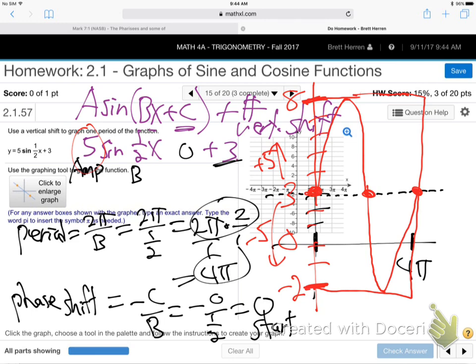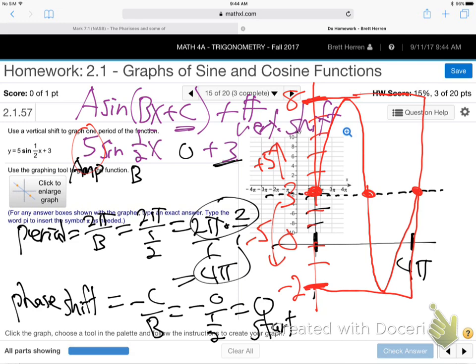So the midline was 3, and let me go over that one more time. The vertical shift was 3, so that means the middle went from a height of 0 up to 3. Put that down as my midline. Then I need to know how far above 3 and below 3 it goes. Well, that's the amplitude. The amplitude is 5, so you take 3, add 5, that's up to 8, and take 3, subtract 5.